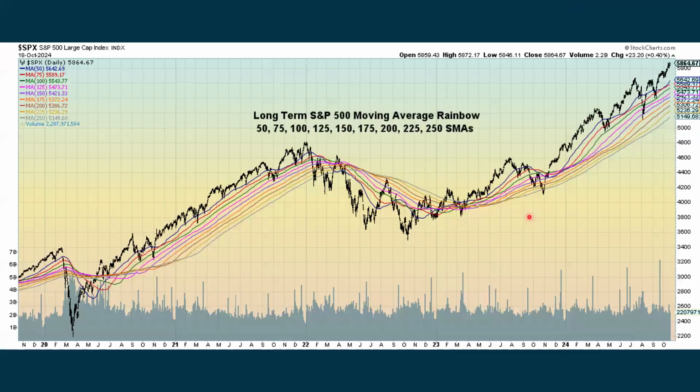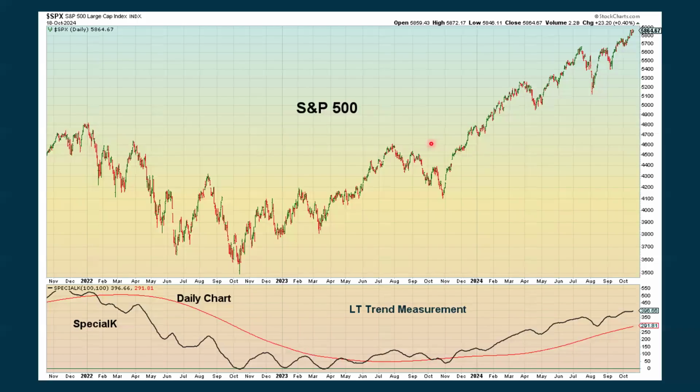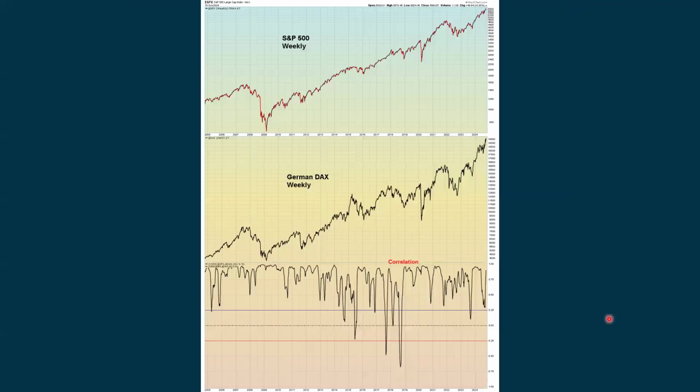Then we look at a long-term rainbow chart. And this shows that the long-term trend continues to be positive. These are moving averages going from 50 periods all the way up to 250 periods. A long-term oscillator is called the Special K. It's above the line and going up, so that's positive.